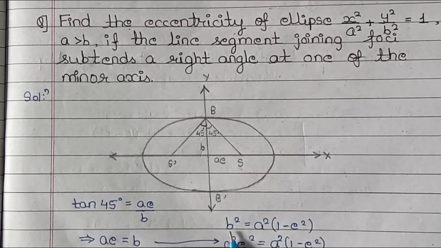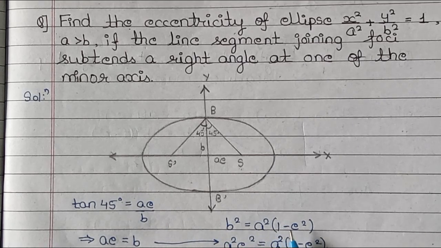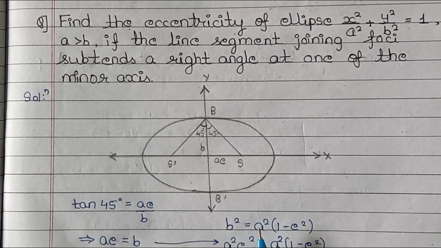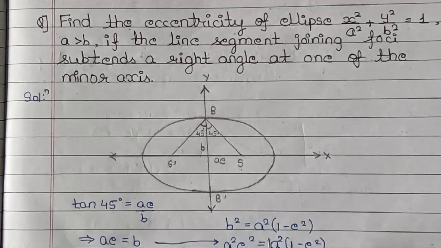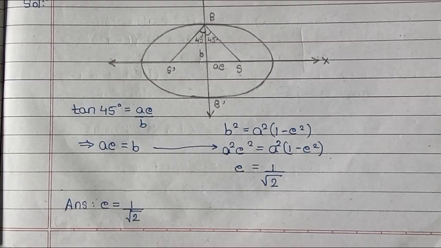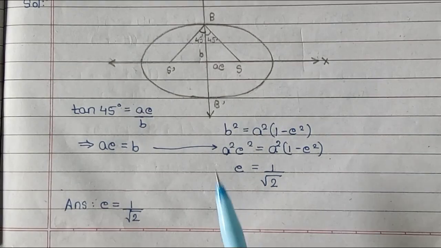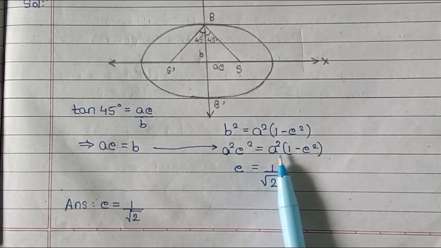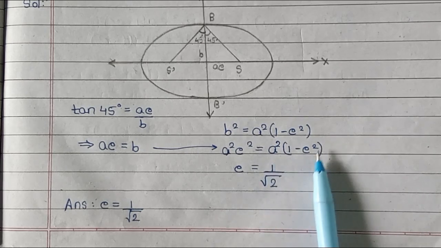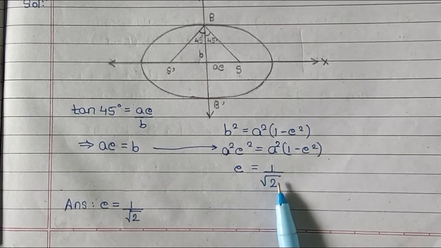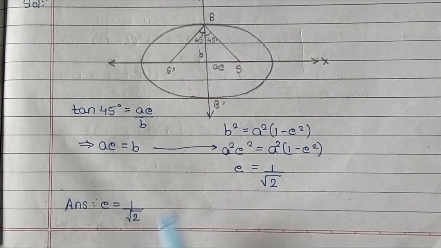Now use this equation. This is for the horizontal ellipse. b square is equal to a square in bracket 1 minus e square. This is derived from the equation of eccentricity. Eccentricity is under root 1 minus b square by a square. So squaring both sides and arranging the terms, we will get this equation. Then substitute a is equal to b here. On substituting, we get a square e square is equal to a square minus a square e square. So by arranging and solving this, we further get e is equal to 1 by under root 2. So this is our eccentricity.